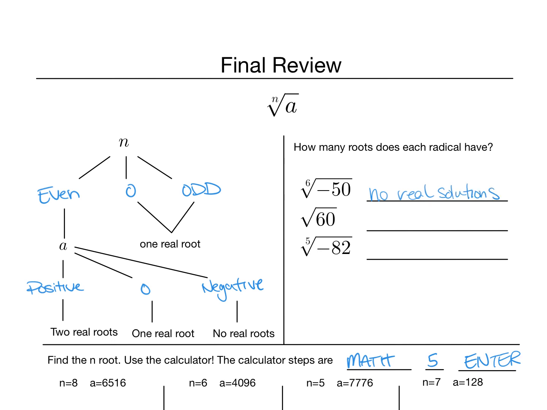Okay, now let's look at the next one. I know there's not a number here on the outside. There's an invisible 2, though. It's a square root, so square roots have an even root. So we're going to still go down this even path.